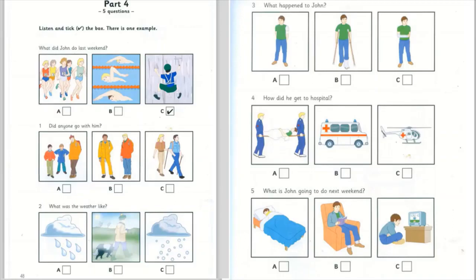Now listen to part four again. 1. Did anyone go with him? Who did you go with? I went with two other people. Your older brothers? No, my uncle and aunt took me. They often go to the mountains.